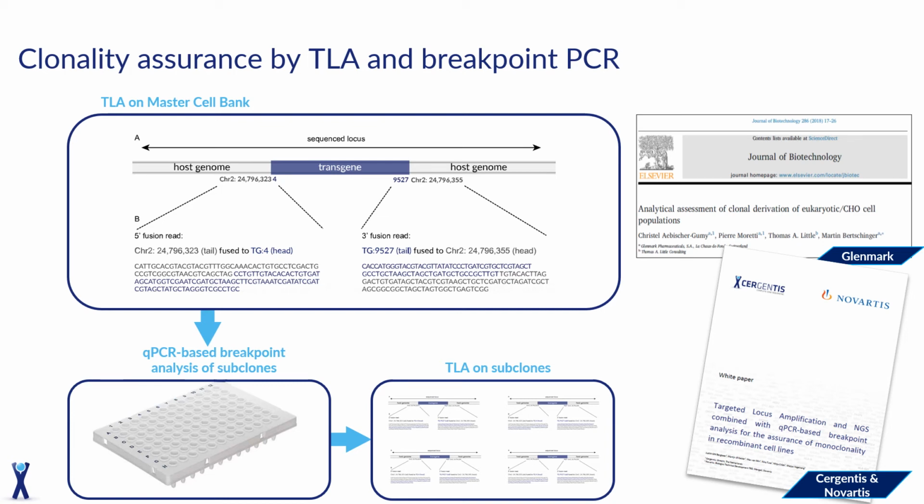And so what we can then do is, once we've done a thorough assessment by TLA of your master cell bank, downstream we can use these reads to design qPCR probes, and we can then, on a large number of subclones, do qPCRs across several of these breakpoint reads. And if all of these are positive for these reads, that will give a very high assurance of clonality. If there's any abnormalities, we can then perform a full TLA analysis of some of these subclones to further augment the likelihood of your cell line being clonal.